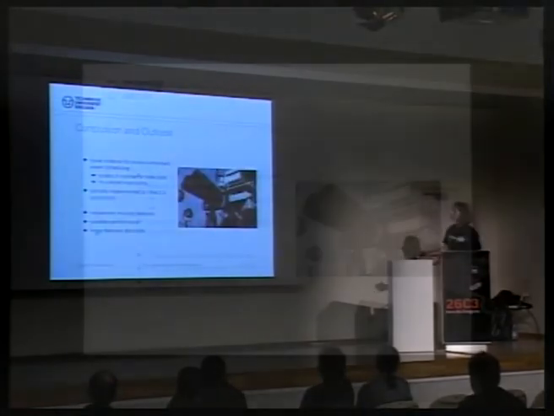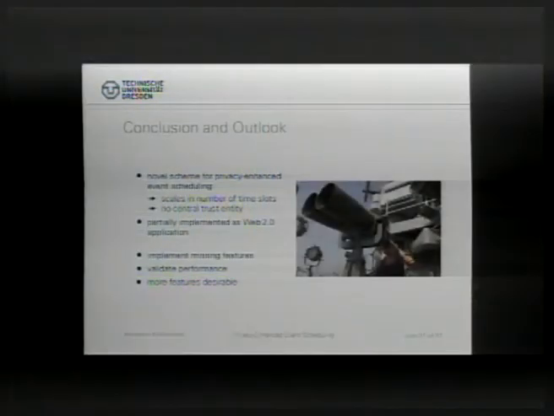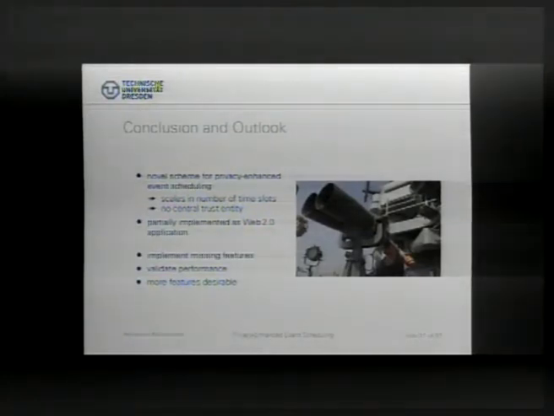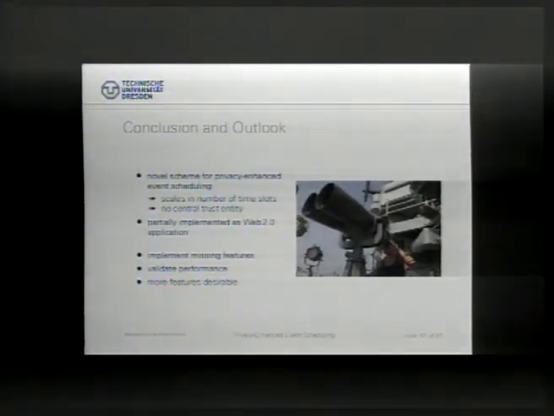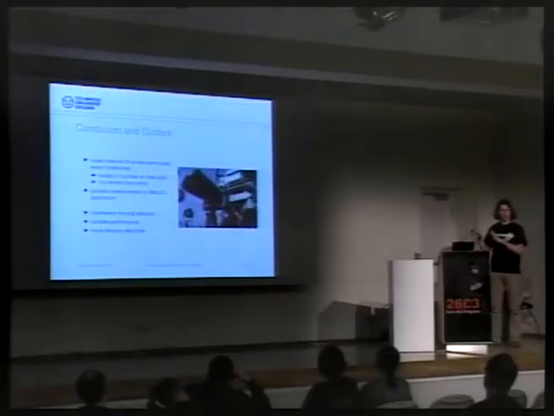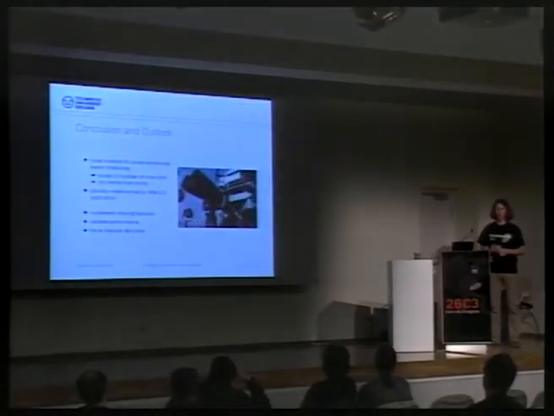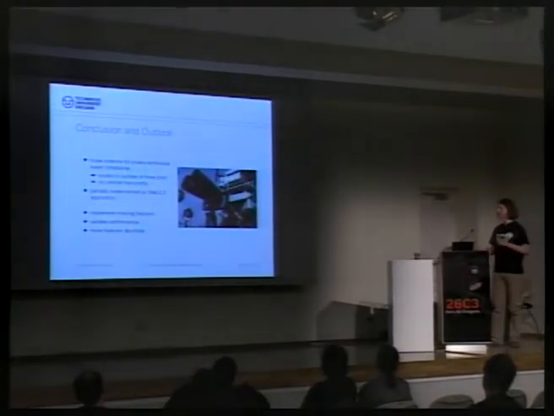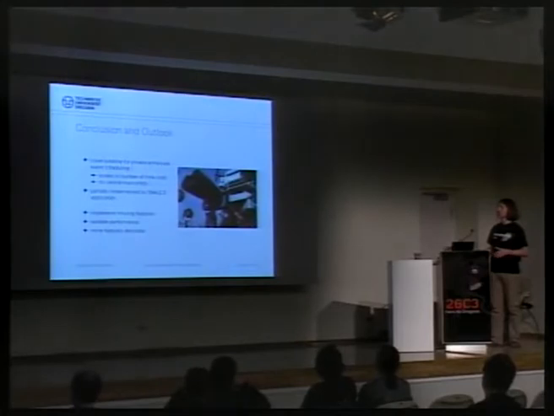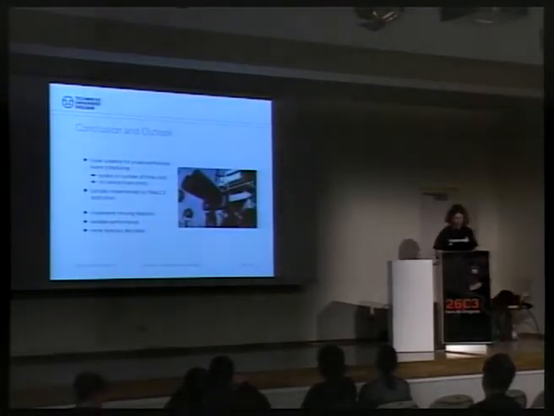Yes, so it's a novel scheme for privacy-enhanced event scheduling. It scales in the number of time slots without any central trust. I already implemented it, and what I want to do next is, of course, implement the missing features, then make some performance measurements. Because there are other schemes, real e-voting schemes you can find on the net, and I'll look at how this scales against them. And I have some more features, as I already said.